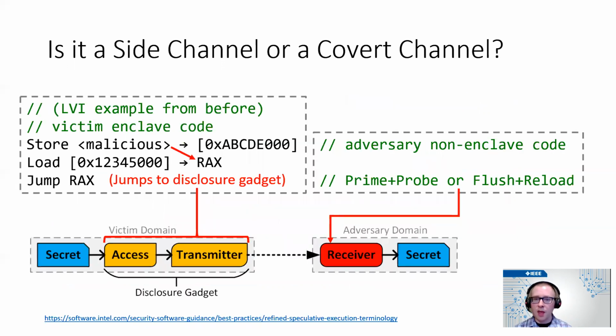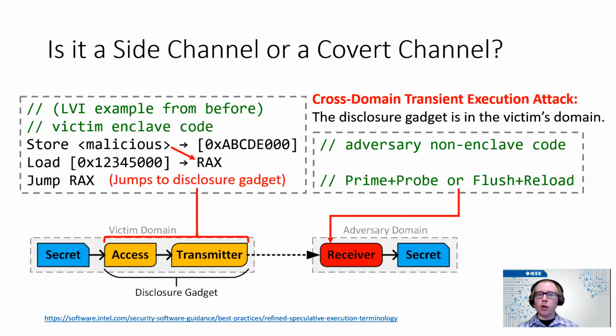So what is LVI? Well, the adversary must manipulate transient execution in the victim's enclave to jump to a disclosure gadget within the same enclave. The orange semi-rounded boxes indicate the transient execution that is being manipulated. And meanwhile, the adversary's own receiver code resides outside of the enclave. Therefore, the victim and adversary occupy separate hardware protection domains. So we call this a cross-domain transient execution attack.